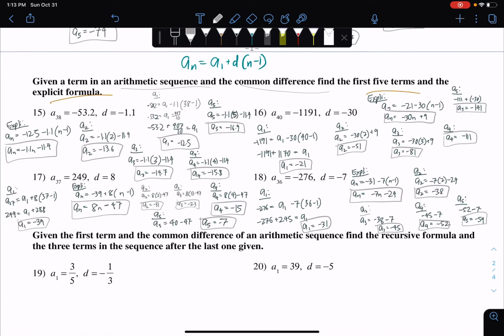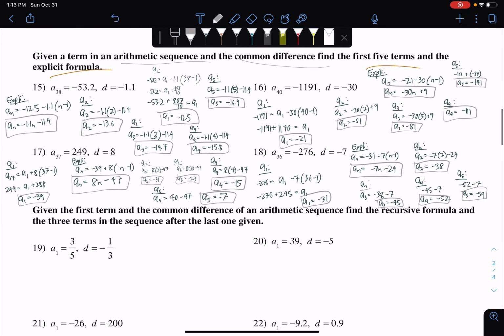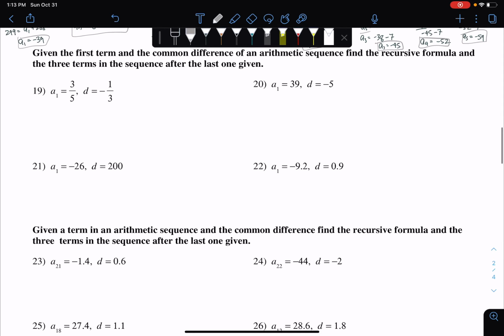Alright, so we finished this part. Let's move on to the next. Given the first term and the common difference of an arithmetic sequence, find the recursive formula. So here, we now are required to find the recursive formula and the three terms in the sequence after the last one given. So basically, we'll find a sub 2, a sub 3, and a sub 4 for numbers 19 to 22.